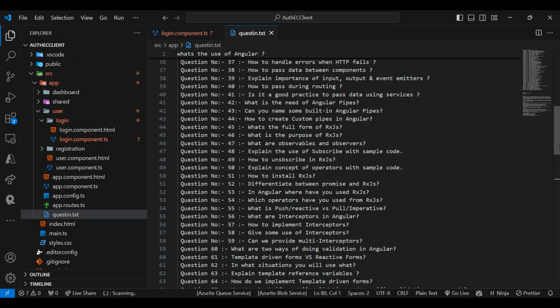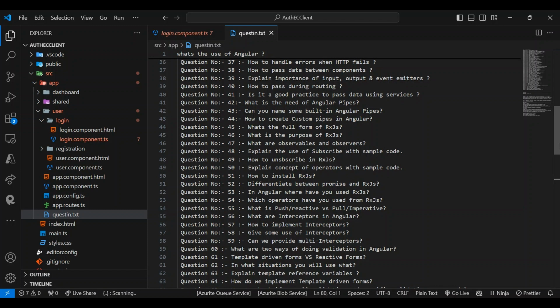Then next question they ask: what is the concept you have heard or learned about operators? You have to give some answer there also. And they ask some concepts of commands also, like since you are using RxJS, how to install RxJS. Next question: differentiate between promises and RxJS. And in what scenario, in what requirement in your project are you using RxJS? Tell me about that also.